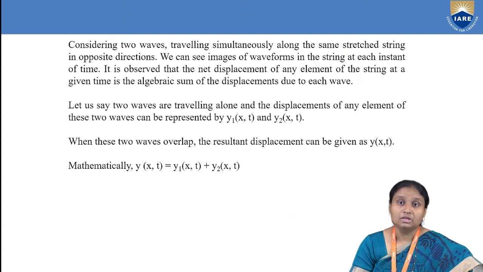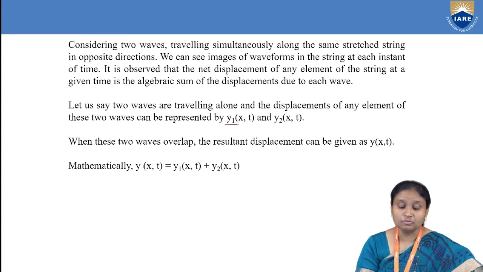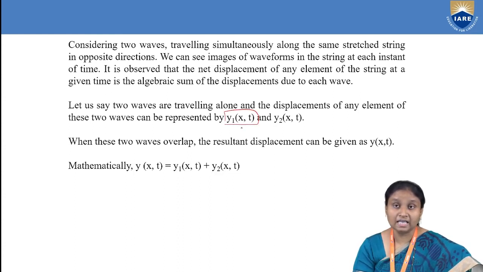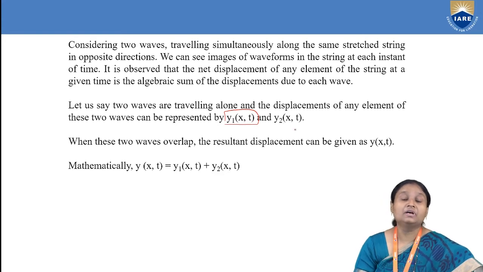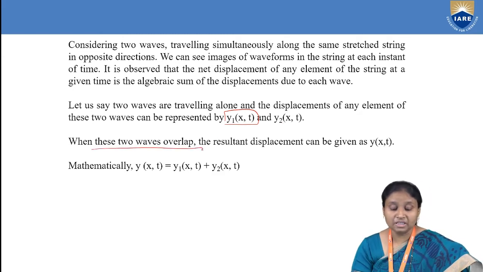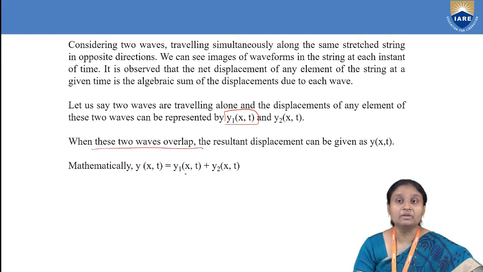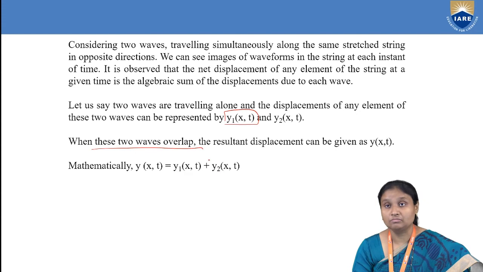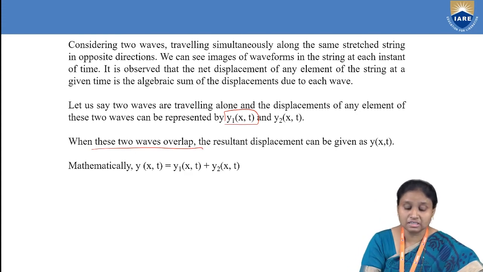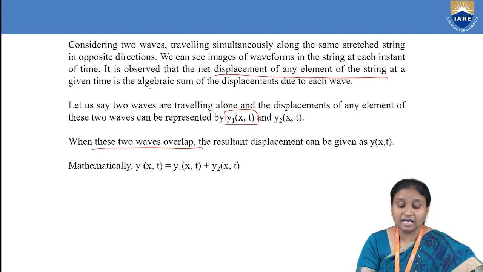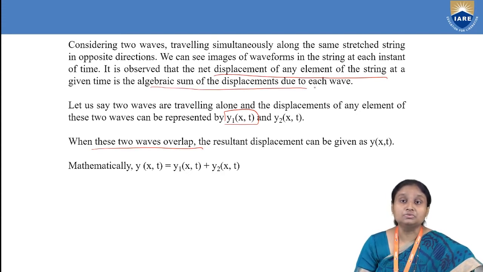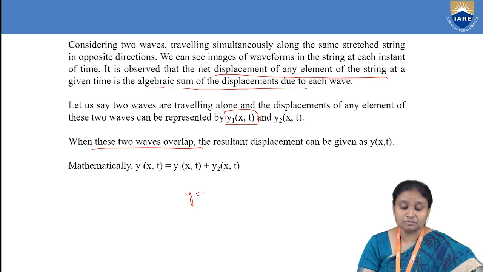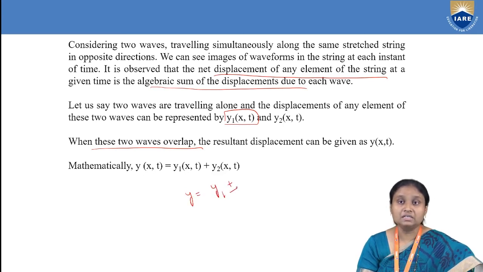If you want to represent it mathematically, one wave is represented by y1, which is a function of coordinate x and time t, and then I have another wave whose displacement is y2. If these two waves overlap, then the resultant displacement is given by y1 plus y2. One thing we have to consider here is that we are saying it's a vector sum, but actually it's an algebraic sum. The net displacement is nothing but the algebraic sum of the displacements due to each wave. What do we mean by algebraic sum? It can be y1 plus or minus y2.